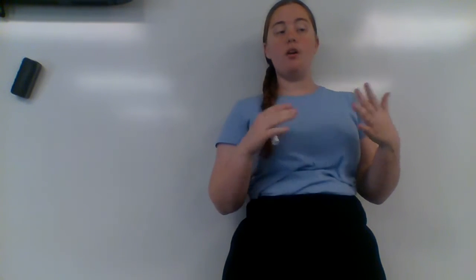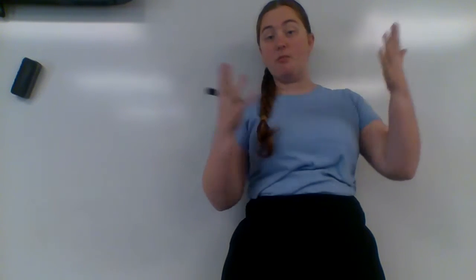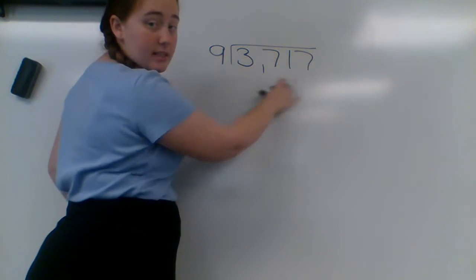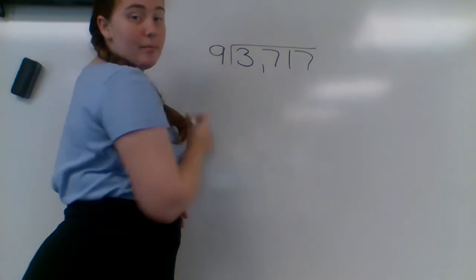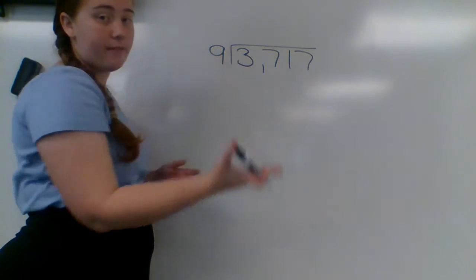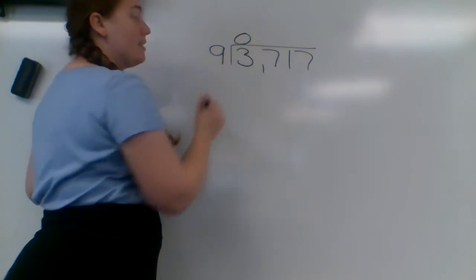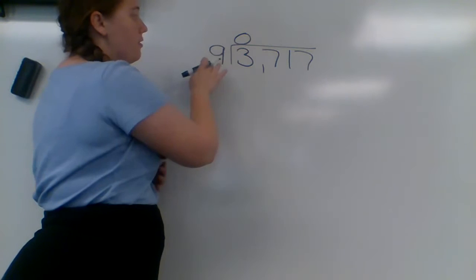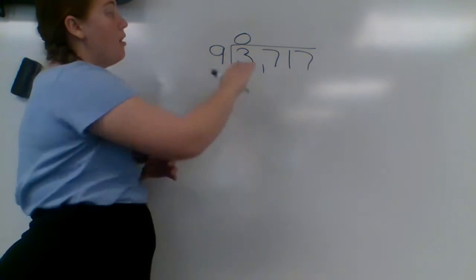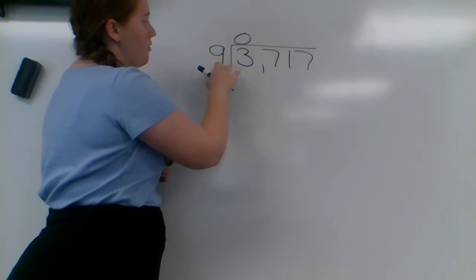So, number 4, I'm not going to do A, B, and C with you, but I'll go ahead and do letter D on the board with you. So we have 3,717 divided by 9. So let's go ahead and do 9 into 3 first. Of course, 9 won't go into 3 at all. So I'm going to put 0 there. 0 is our shortcut. So we're going to go from 9 into 3.